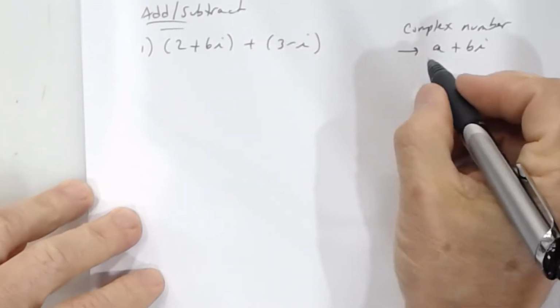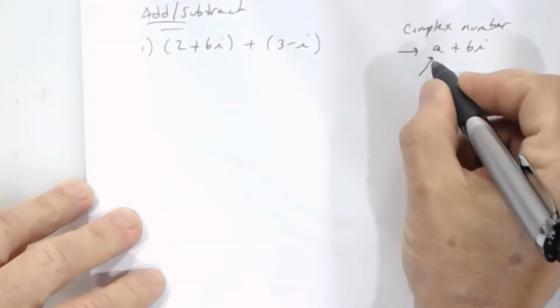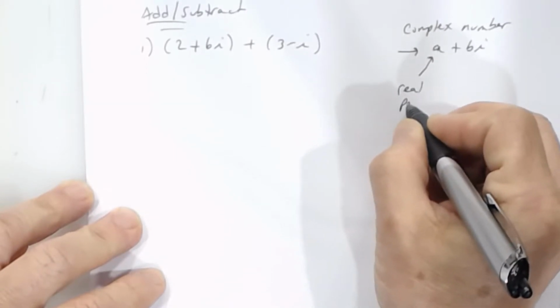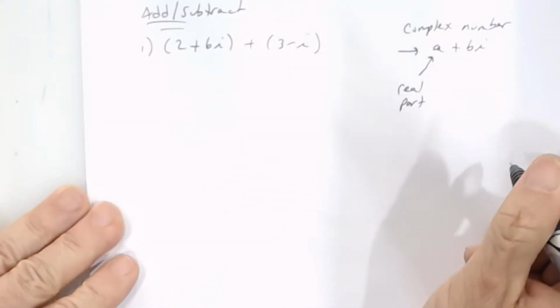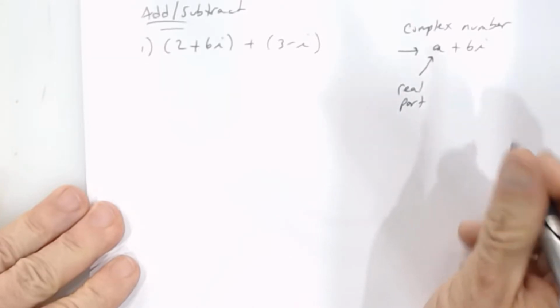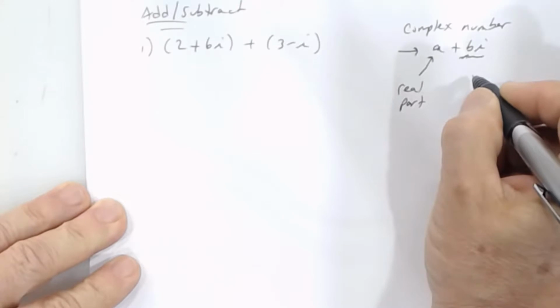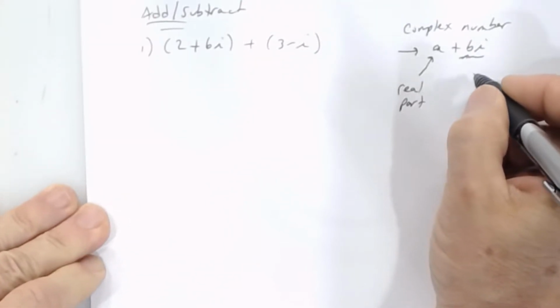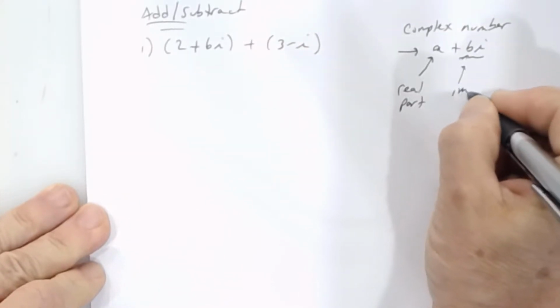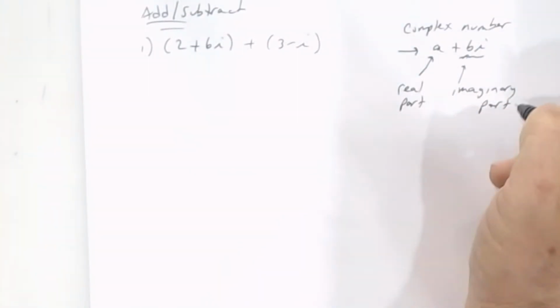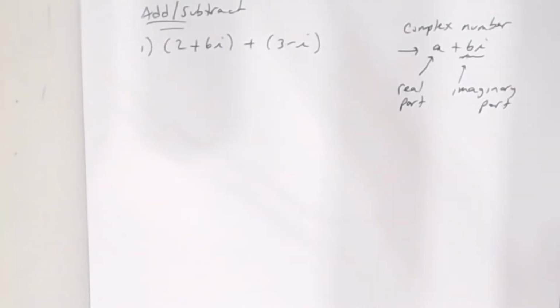The a part is called the real part of this complex number. The bi is called the imaginary part. It's called the imaginary part because it has what in it? The i. It's very easy to remember. i, imaginary.